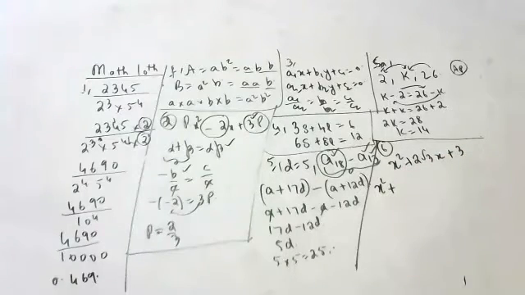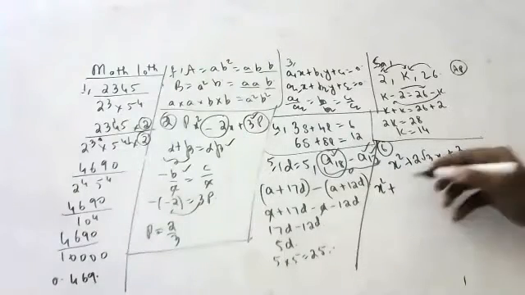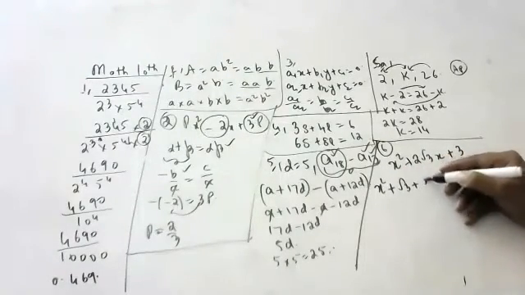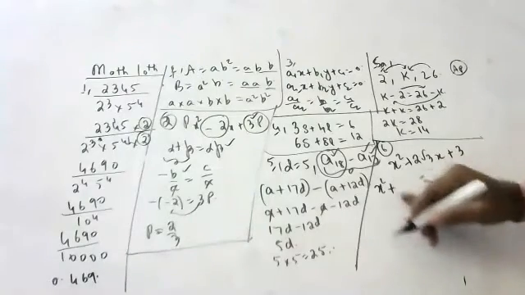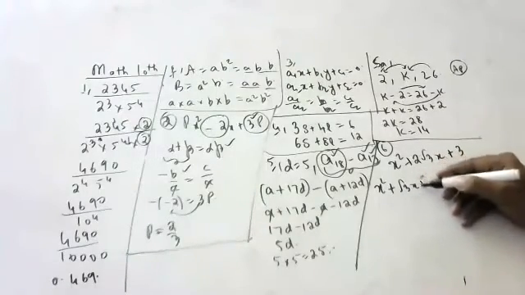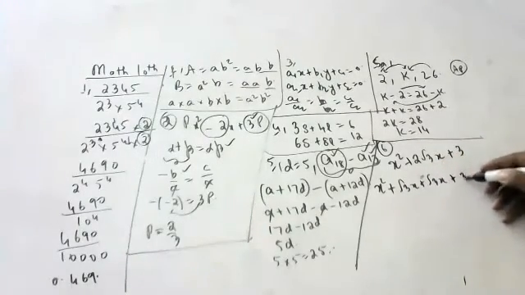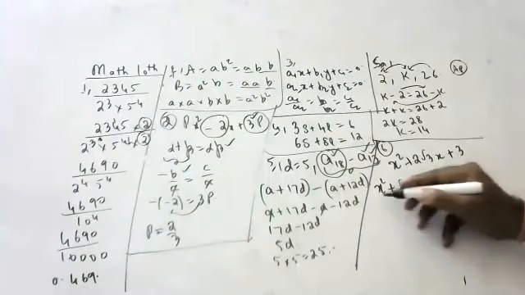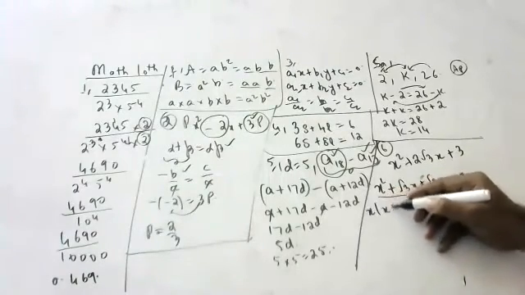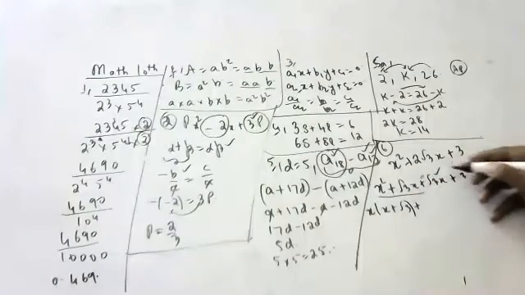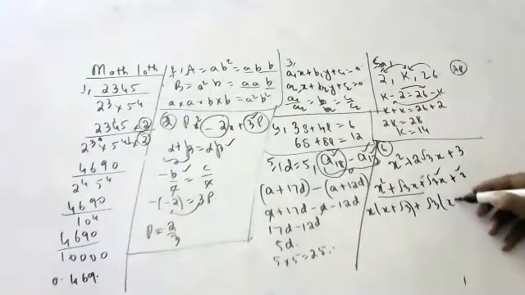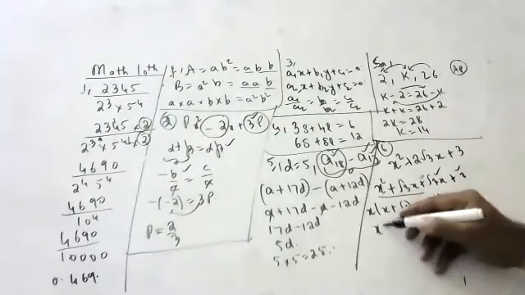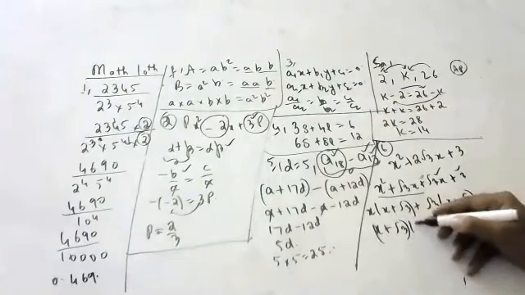Sir, root 3 plus root 3. Very good. So x square plus root 3 x plus root 3 x plus 3. Root 3 x plus root 3 x is 2 root 3 x. Root 3 into root 3 is 3. In this both, what is common? x is common. In this both, what is common? Root 3 is common. x plus root 3. What is left over? x plus root 3 into x plus root 3.